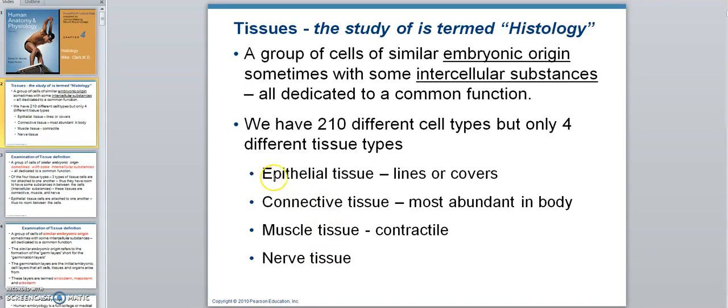Okay, epithelial tissue, we'll see lines or covers or surface. Connective tissue connects. It's kind of like a filler. It's the most abundant in the body. Muscle tissue contracts, and then obviously nerve tissue does what nerve does, to conduct charges. Okay? Now, we're going to examine the underlying words.